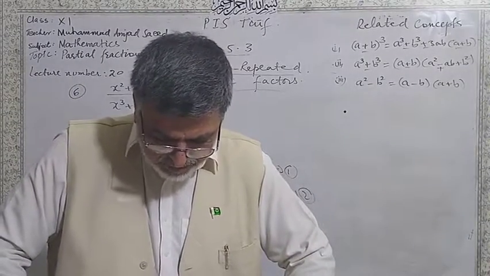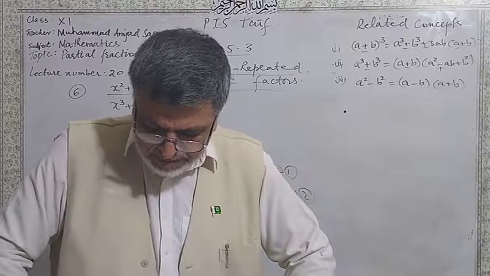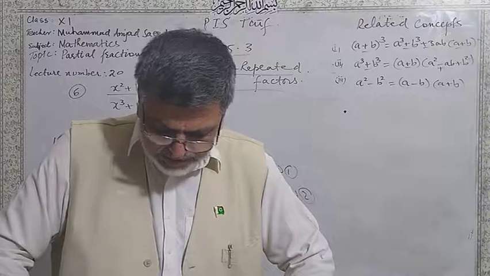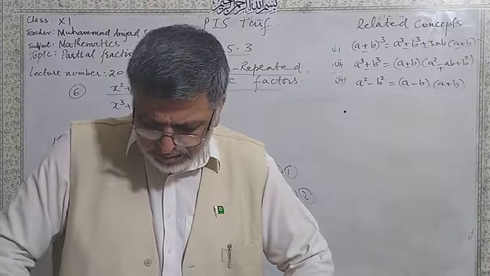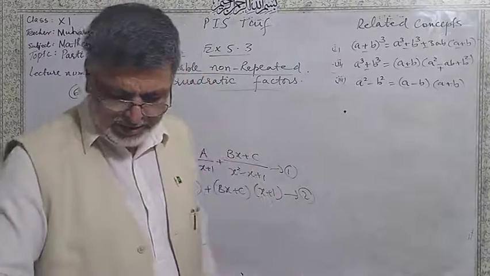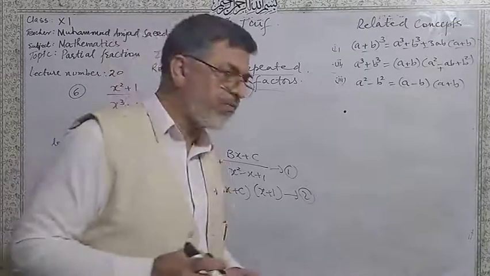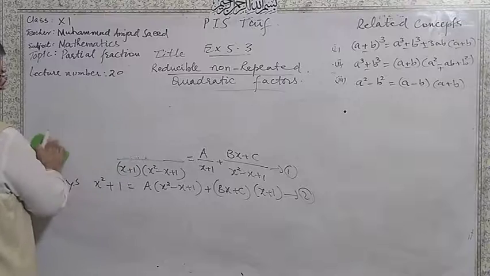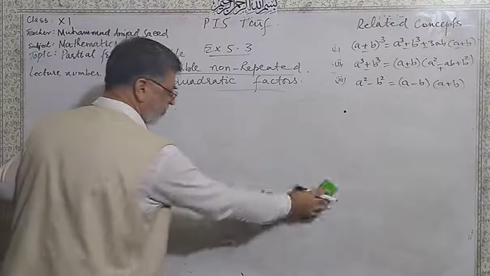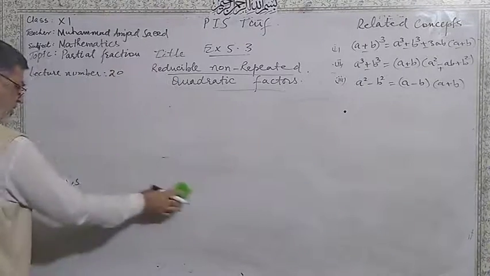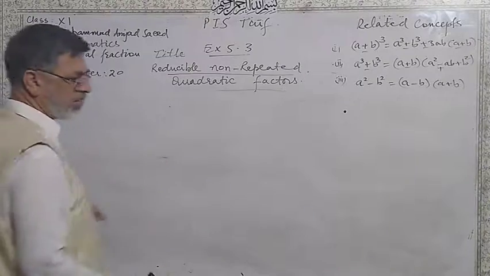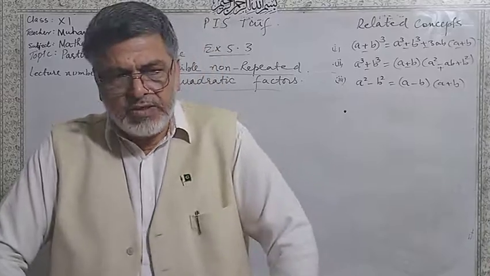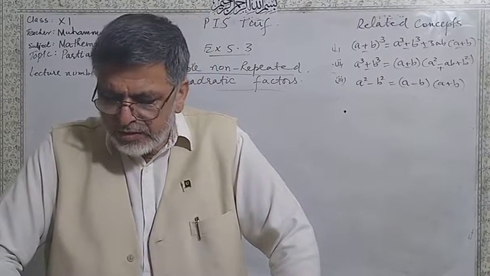After that, we have question number 7 and 8. 7 and 8 you can do by yourself. Question number 9, we can see question number 9, because it is an improper fraction. My dear students, I am leaving some questions for you for practice at home, and this is your homework, this is your assignment. You can do it at home.